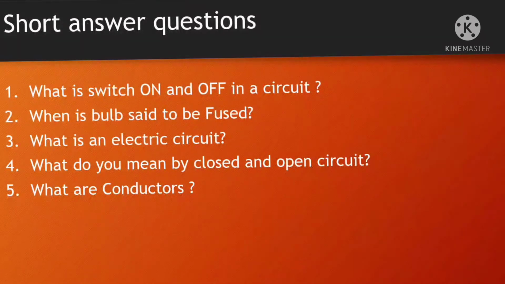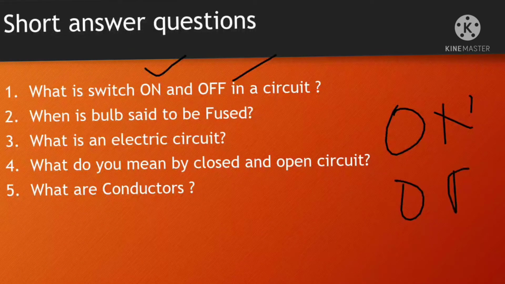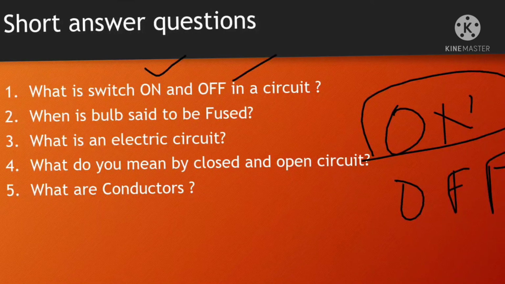Short answer question. Short answer means again you need to write hardly a single line. What is switch on and switch off of a circuit? What is on and off? So on means the circuit is complete and the current will flow. Whereas off means the circuit is incomplete and the bulb will not glow.